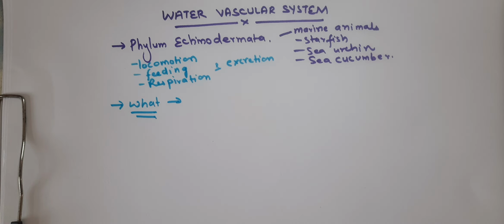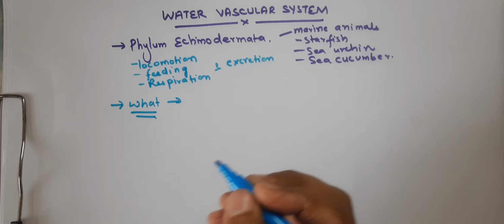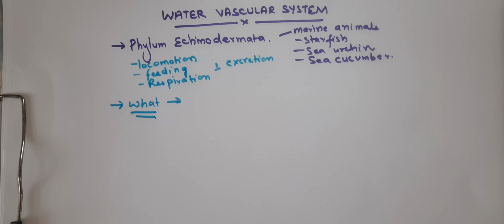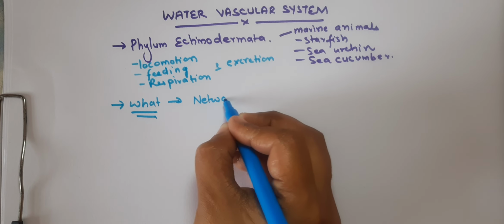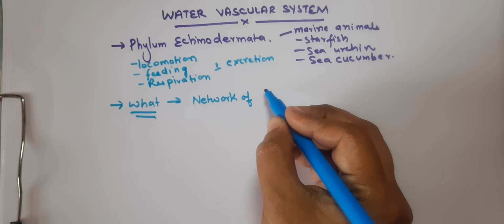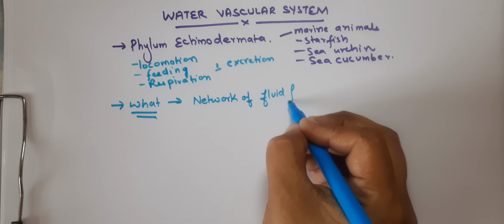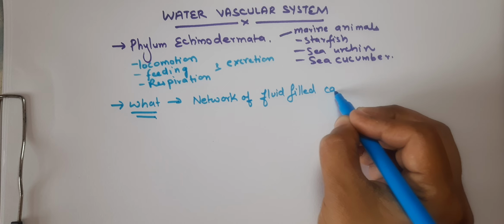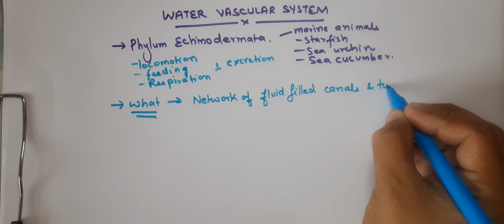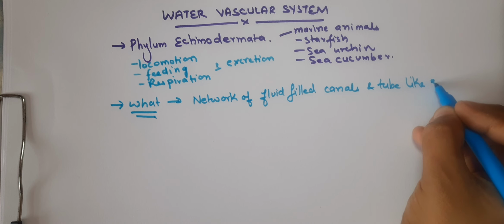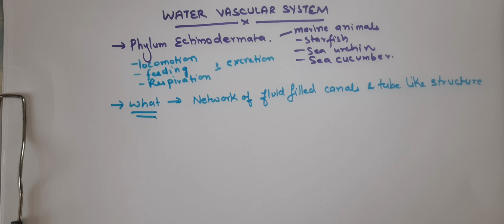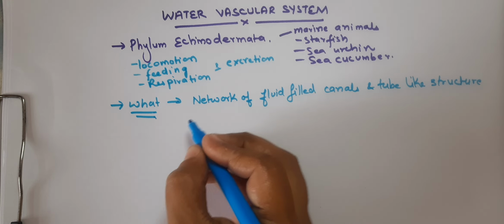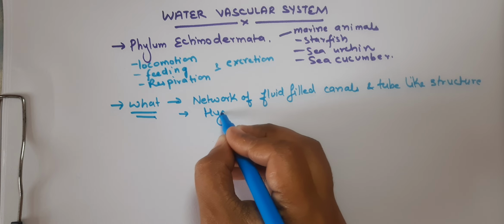The water vascular system is a network of fluid filled canals and tube like structures. These structures are involved in movement and essential functions. Students, it operates using hydraulic pressure.